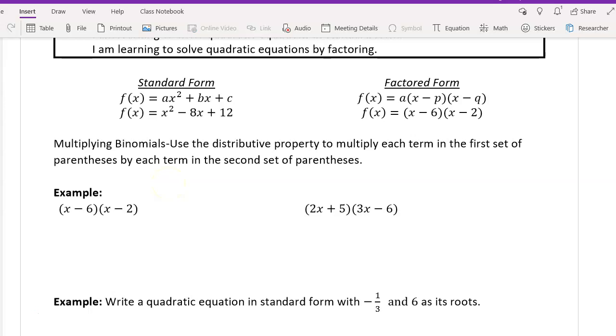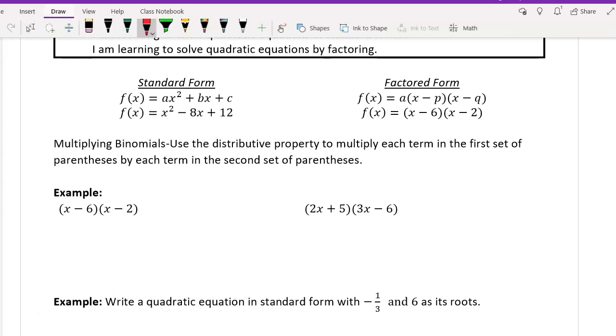Standard form is ax squared plus bx plus c, while the factored form is a times the quantity x minus p, x minus q. Notice the only thing they really both have in common is the a and the x's. So for instance, here I have two examples of the same equation. One is factored form and the other is standard form. The standard form says f of x equals x squared minus 8x plus 12, while the factored form is f of x equals x minus 6 times the quantity x minus 2.